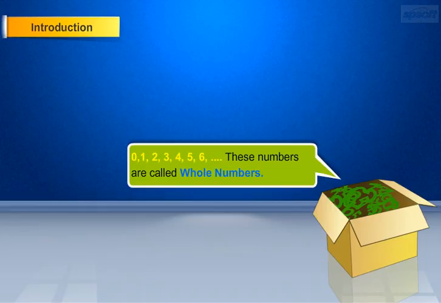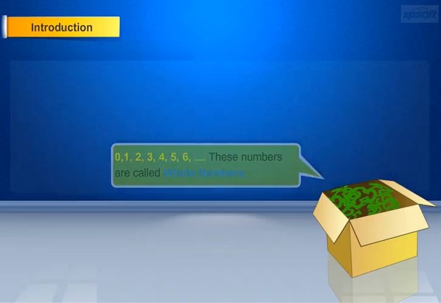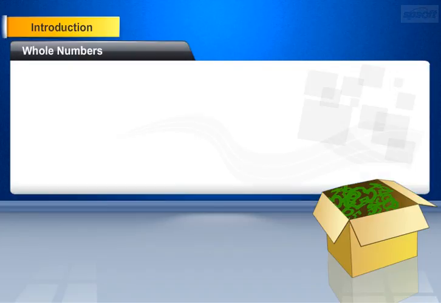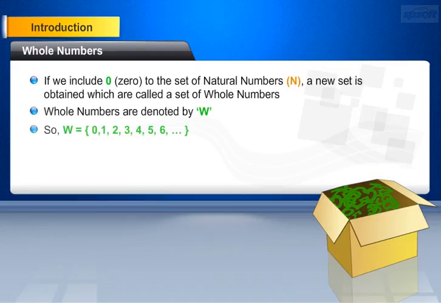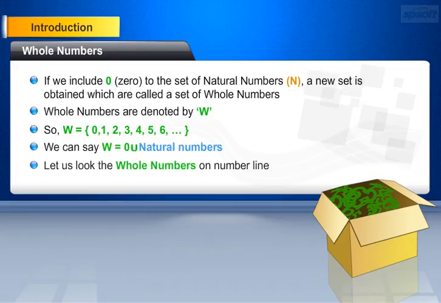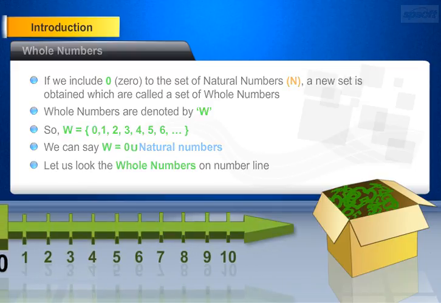This collection of numbers is called whole numbers. Let's define, what do you mean by whole numbers? Whole numbers. If we include 0 to the set of natural numbers, N, a new set is obtained, which is called a set of whole numbers. Whole numbers are denoted by the letter W. So, we have W equals 0, 1, 2, 3, 4, 5, 6 and so on. We can say that W equals {0} union natural numbers. Let us look at whole numbers on number line.